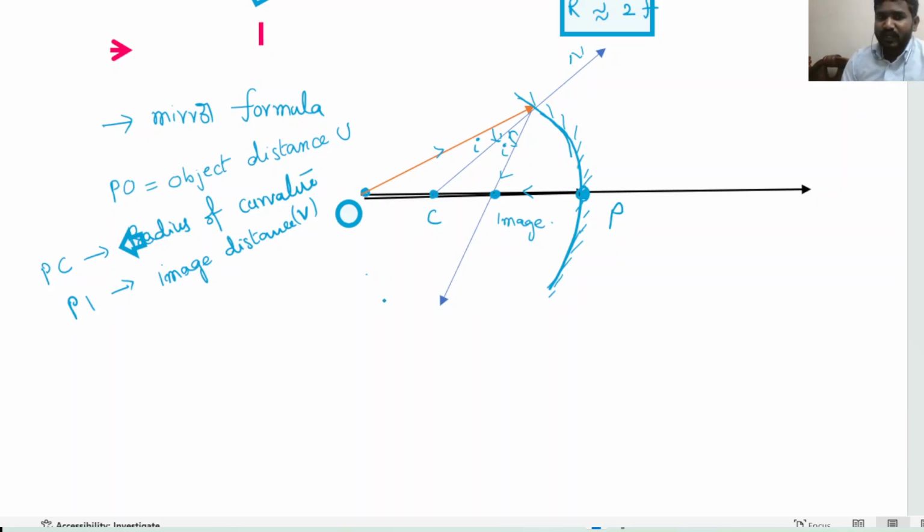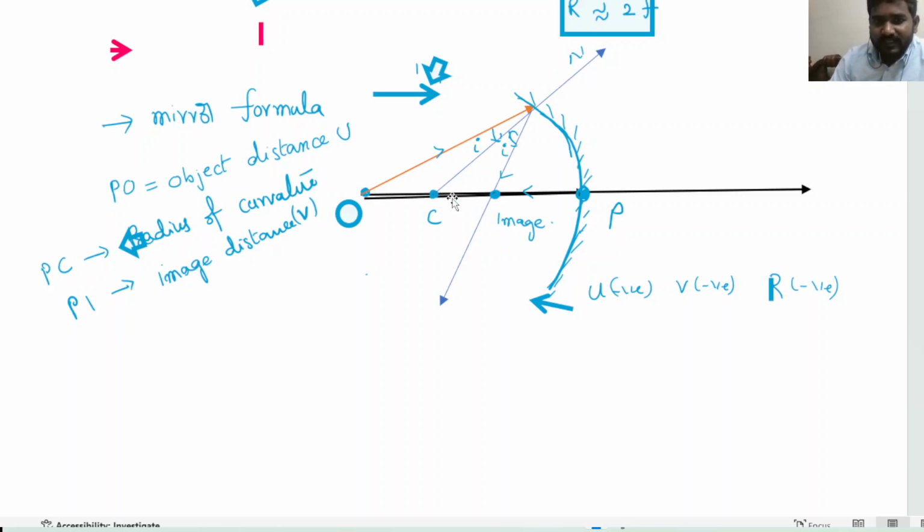Now sign conventions we need to take. Object distance from the pole: the light ray will be incident in this direction, so it is the incident ray direction. But we need to measure all the distances from the pole, meaning in this direction. So u is negative as well as v is negative, and the center of curvature we also need to take as negative.